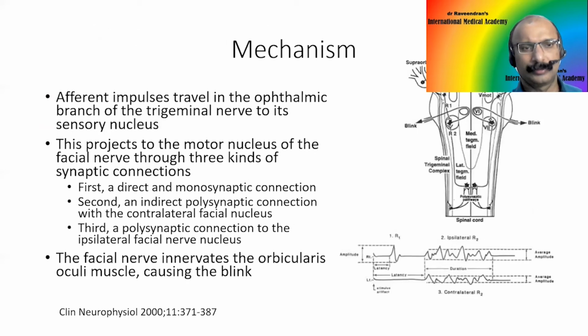Coming to the mechanism of glabellar tap reflex. During glabellar tap, the afferent impulse travels in the ophthalmic branch of the trigeminal nerve to its sensory nucleus. This projects to the motor nucleus of the facial nerve through three kinds of synaptic connection. First, a direct monosynaptic connection. Second, an indirect polysynaptic connection with the contralateral facial nucleus. Third, a polysynaptic connection to the ipsilateral facial nerve nucleus. And the facial nerve innervates the orbicularis oculi muscle, causing the blink.